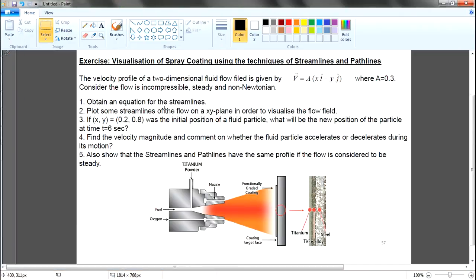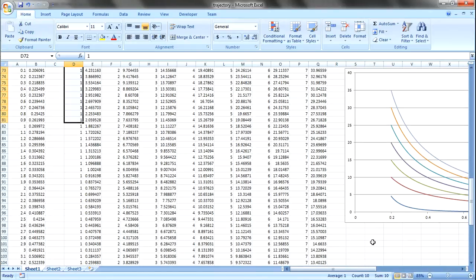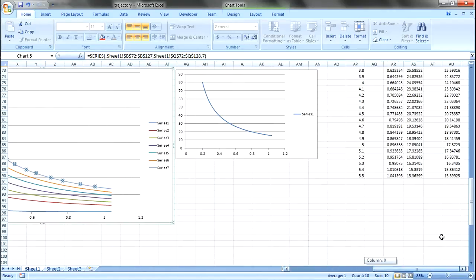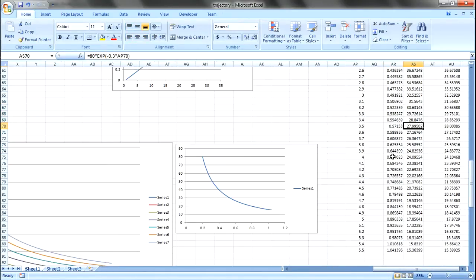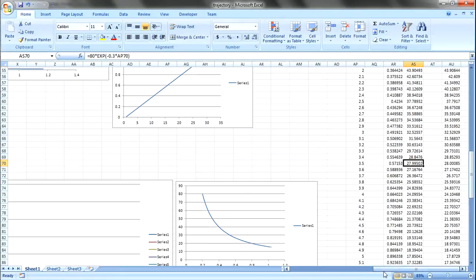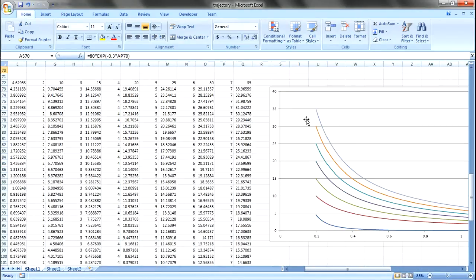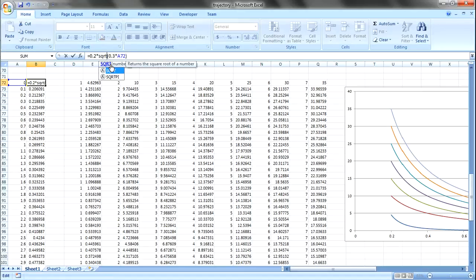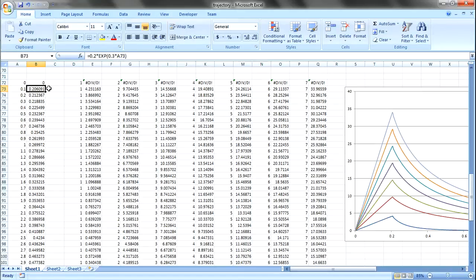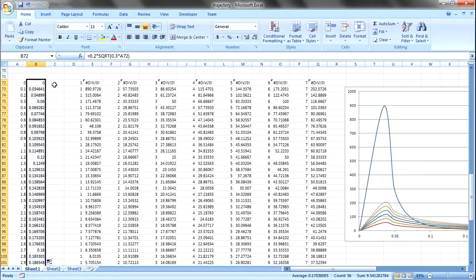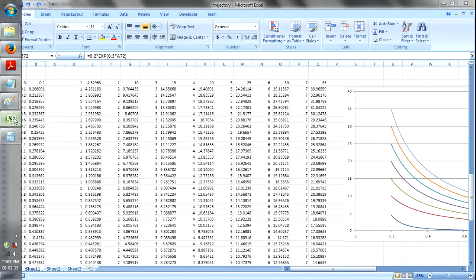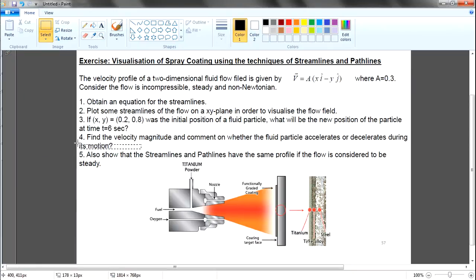Then we talked about visualizing the streamline flow, and we also derived an equation for x and y. We explained that different equations for x and y give different graphs. This one is exponential, but if it has a square root, you have a different form of graph, as you can see. This is pretty interesting.